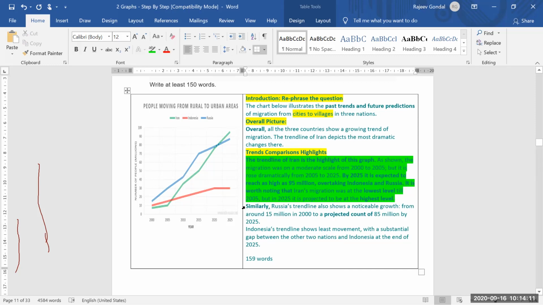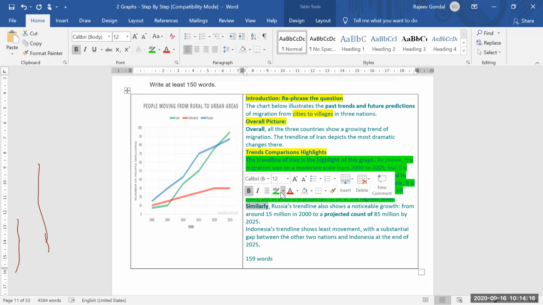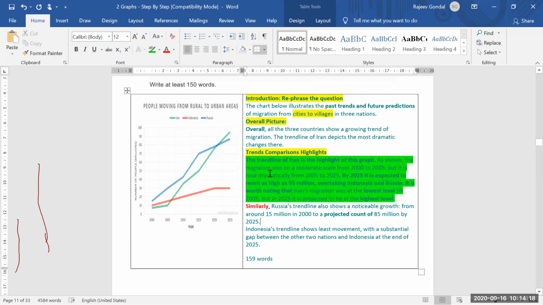Similarly, so now you see, this is again a very good word. It shows some kind of similarity between Iran and Russia. Similarly, Russia's trend line also shows a noticeable growth. Now this is again an adjective which defines growth. We say noticeable growth, and we have used a colon here. Colon is used to give further explanation, and this is one good way of showcasing your vocabulary.